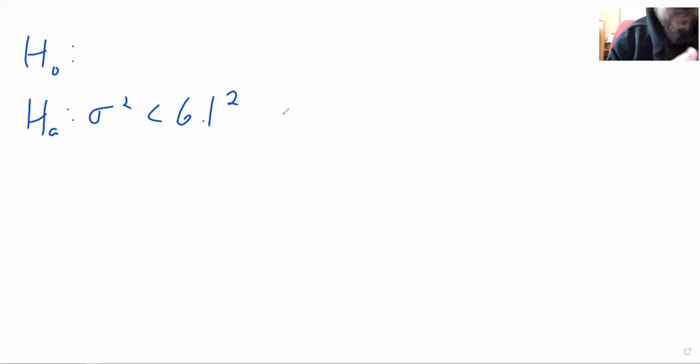I said that in a really confusing way. I do care what the number is. I'm just not going to worry about squaring it and writing it out. 6.1 squared is a fine way to put it. And then the null hypothesis, sigma squared greater than or equal to 6.1 squared. Okay.